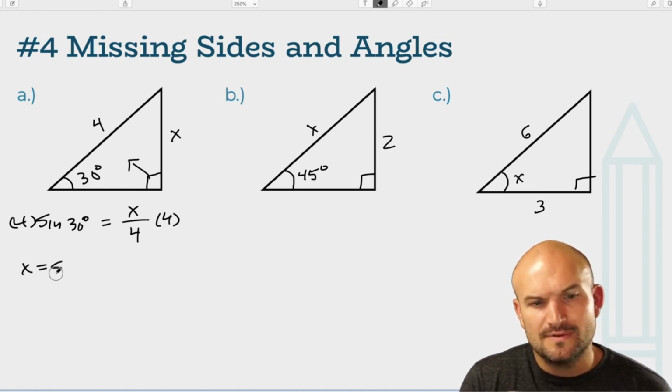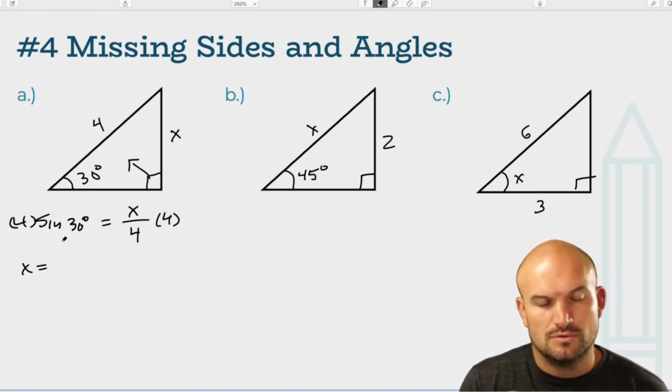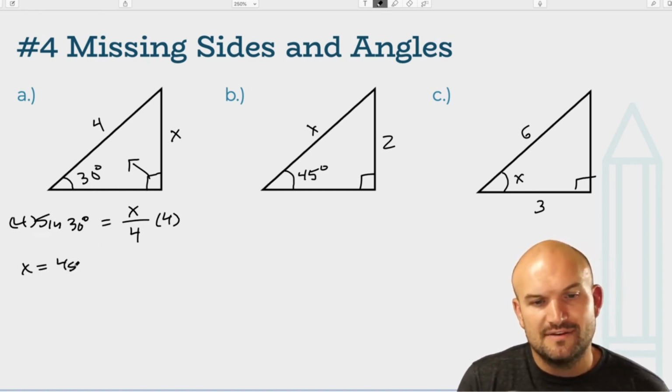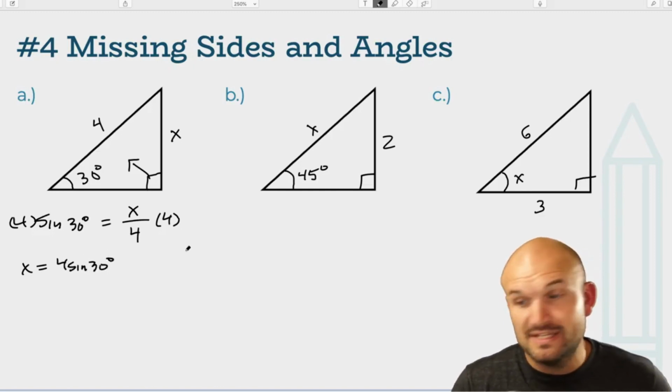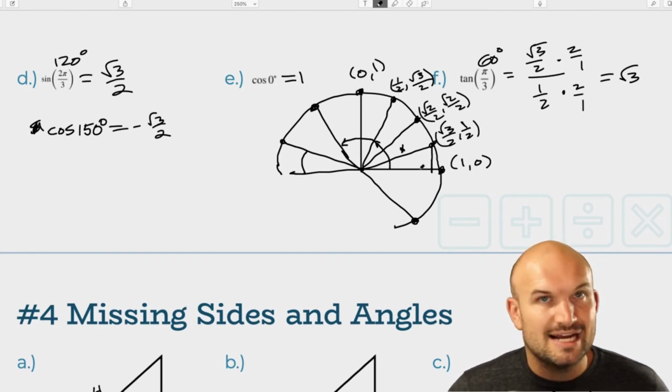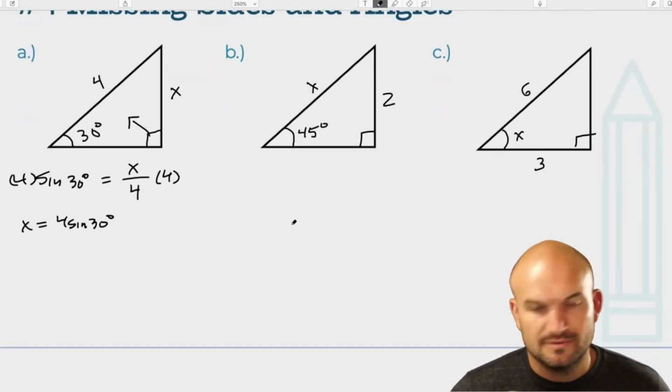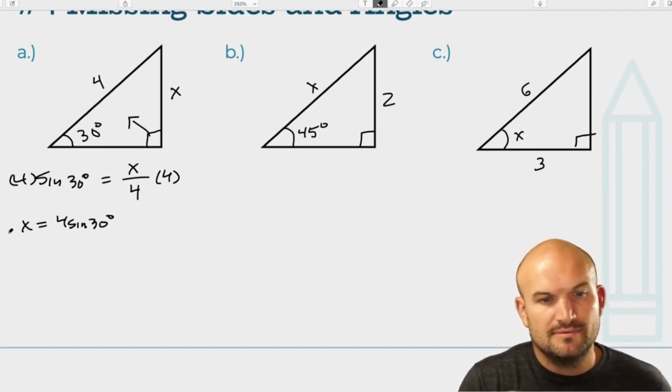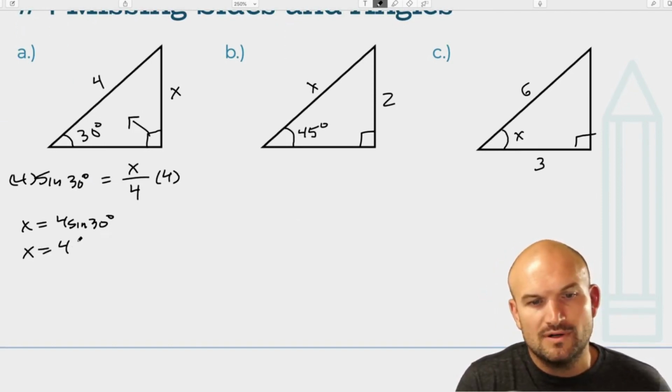So x equals 4 times the sine of 30 degrees. Now, this is where knowing your trig is helpful, right? Going back up here, what is the sine of 30 degrees? Well, the sine of 30 degrees is represented by 1/2. So now I can just say, sine of 30 degrees, that's 4 times 1/2.